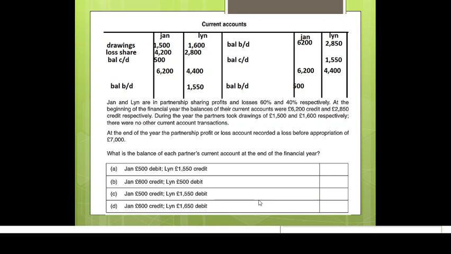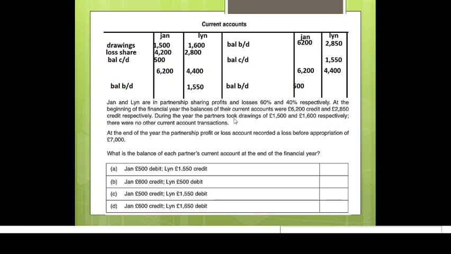So let's have a look at this question. I've got a two-column T account drawn up at the top and key information at the bottom. So we have two partners, Jan and Lynn, with a 60-40 split in terms of profits and losses. We have information at the start of the year, 6,200 and 2,850. So they're your credit balances. I would put those in first, as I have done here, 6,200 and 2,850. They are both credit balances.